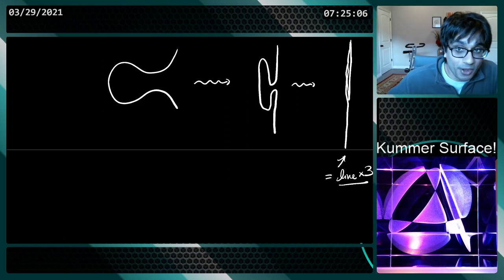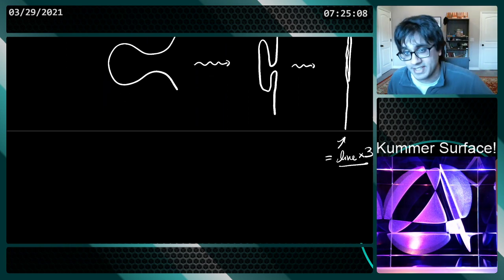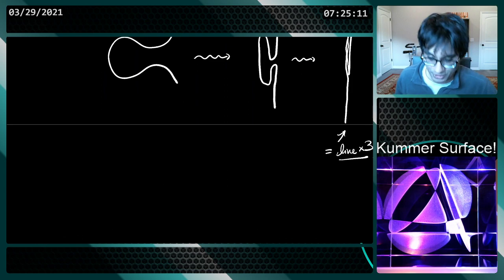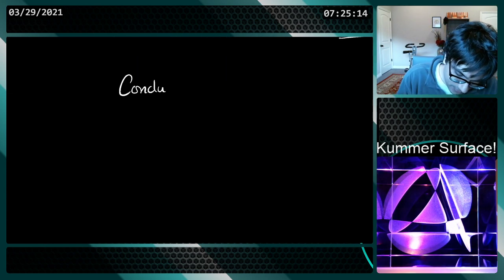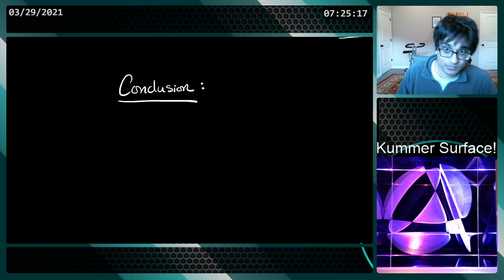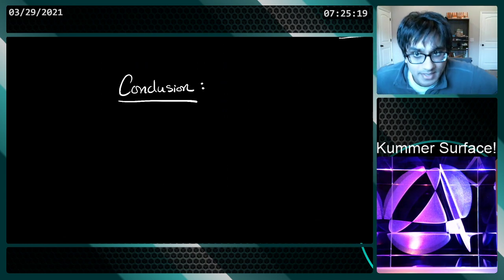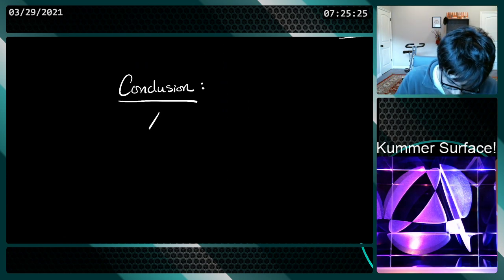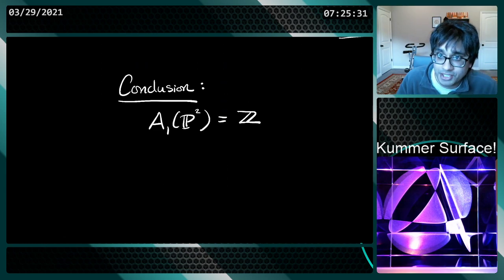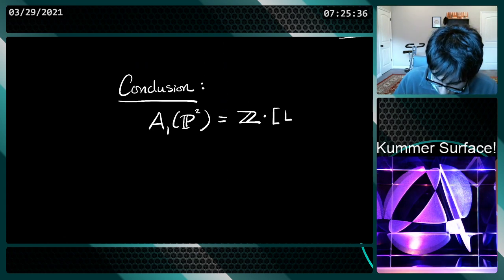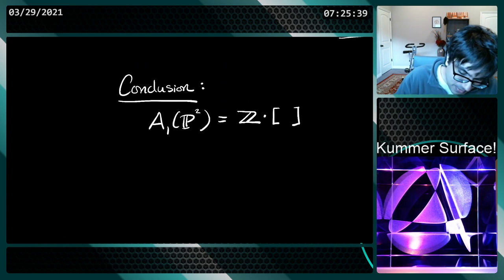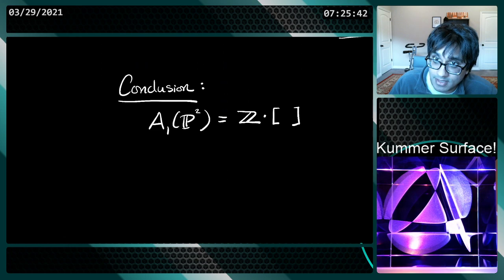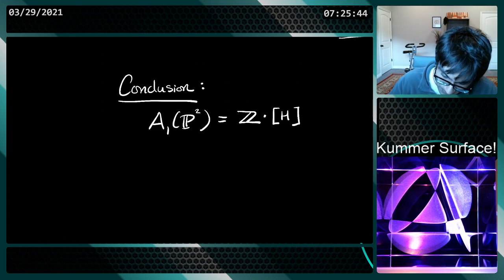Okay, so now if you put everything that we've said together, you get the following conclusion. The conclusion is that A1 is Z generated by the class of a single line. And we give the class of a hyperplane in projective space the name H.